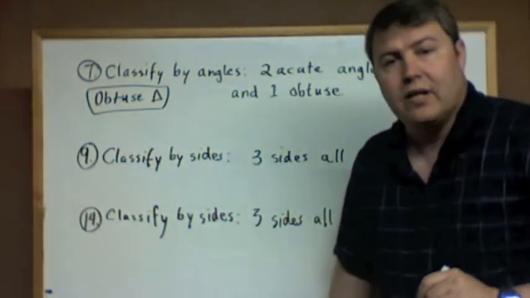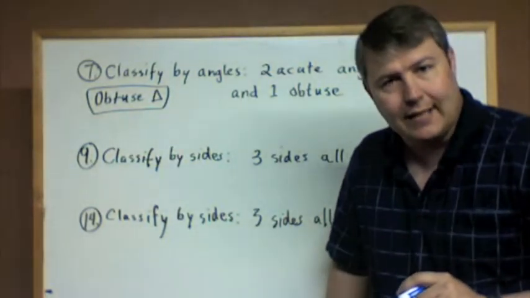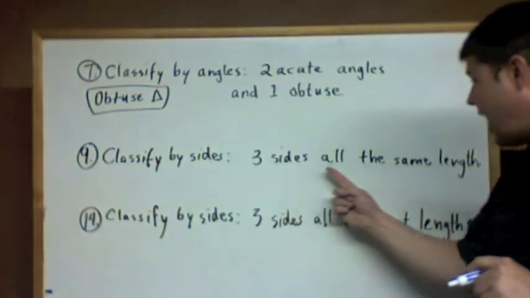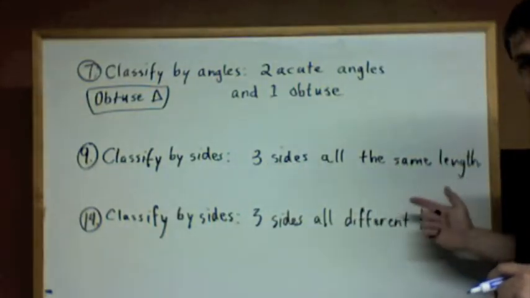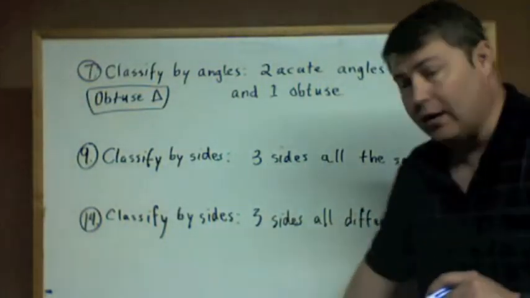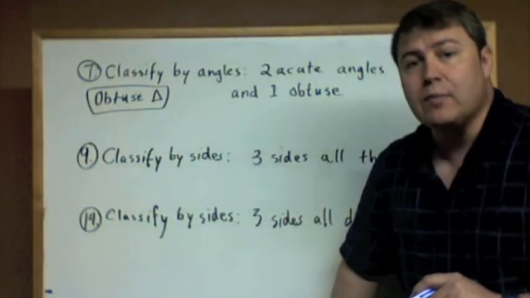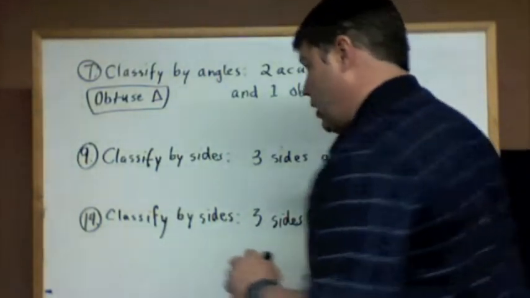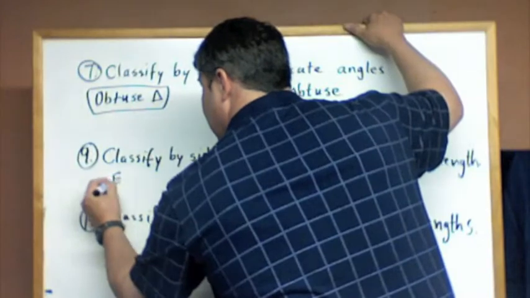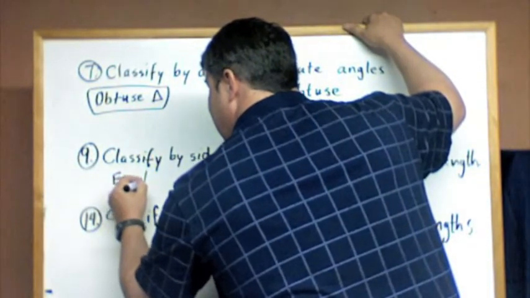Number 9, it says classify by sides this time. Three sides all the same length. And if they're all the same, they're equal. Equal sides means equilateral. So this one's going to be equilateral.